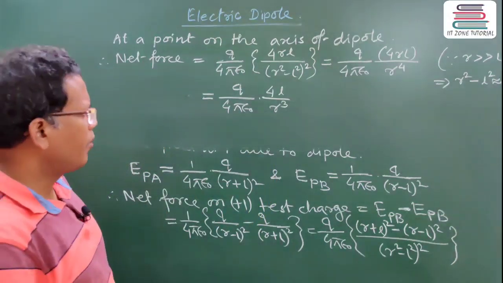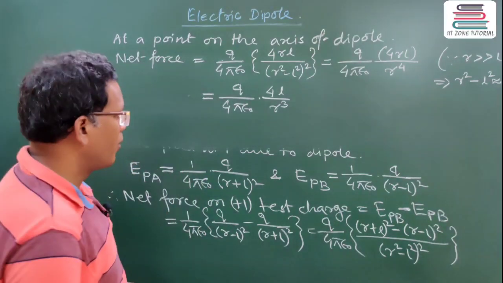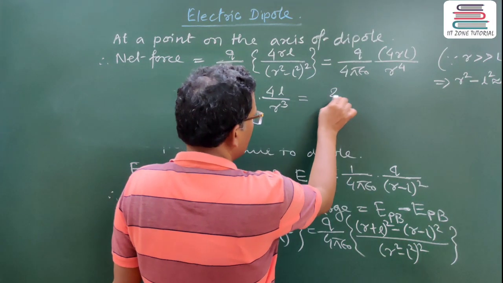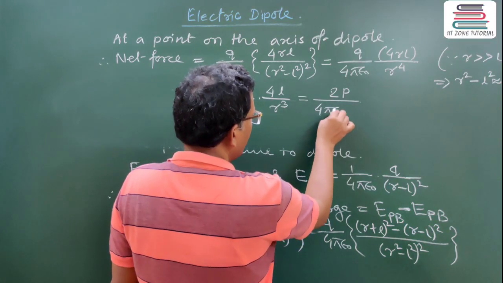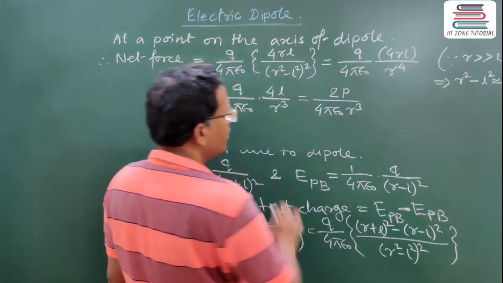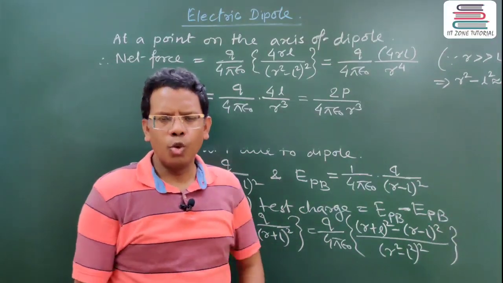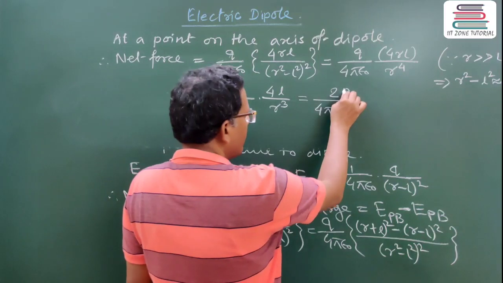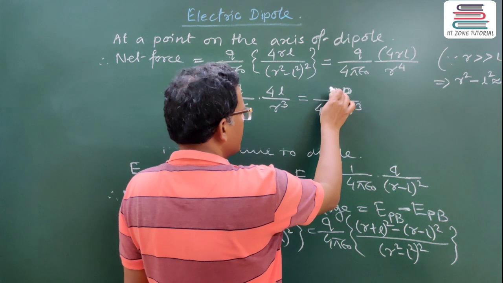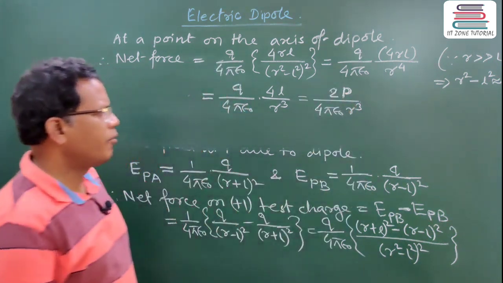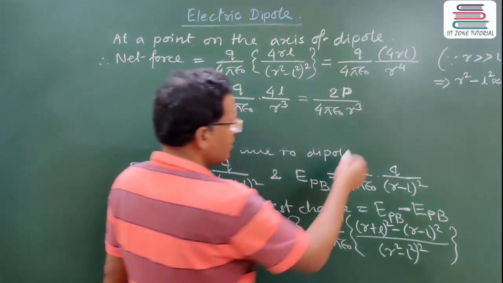If we want, we can further simplify it in terms of the dipole moment, and then it will be written as 2 into P divided by 4 pi epsilon naught R cube, because Q into 2L can be written as the dipole moment P. So it is 2P divided by 4 pi epsilon naught r cube, and this net force is acting.